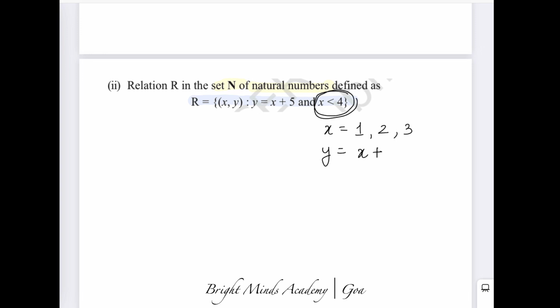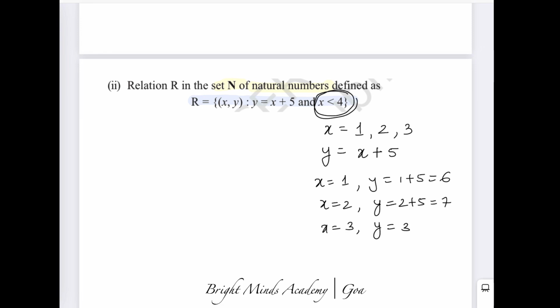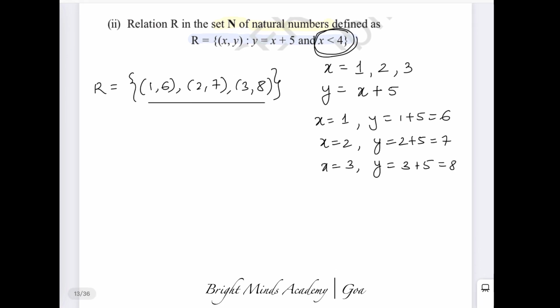If you see, the relation is y equals x plus 5, so for x is equal to 1, y is going to be 1 plus 5, which is 6. For x is equal to 2, y is going to be 2 plus 5, which is 7. For x is equal to 3, y is equal to 3 plus 5, which is going to be 8. So the ordered pairs in the relation R are 1 comma 6, 2 comma 7 and 3 comma 8. Now that we have written what the relation looks like, I can just take the random element 1 comma 1, which does not belong to relation R, therefore R is not reflexive.